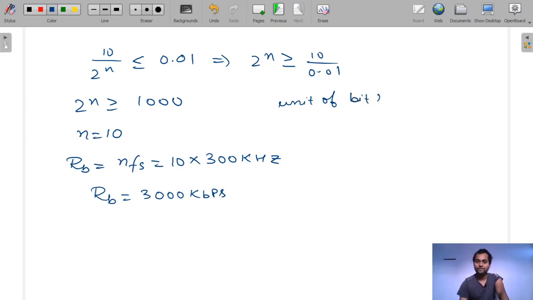Unit of bit rate is kilobit per second. The unit of bit rate should be bit per second. Okay, sometimes it is megabit per second, sometimes it is kilobit per second. So this question is done.